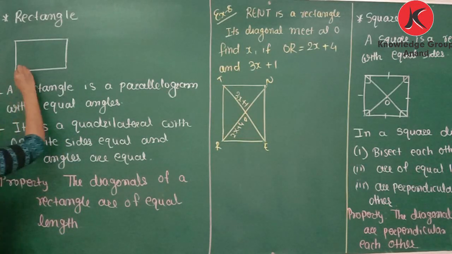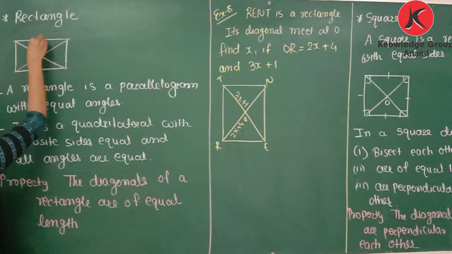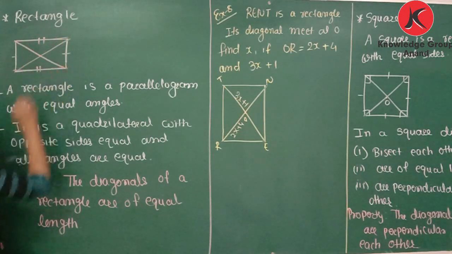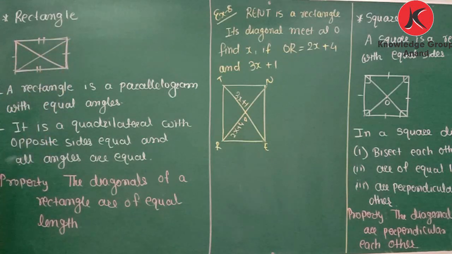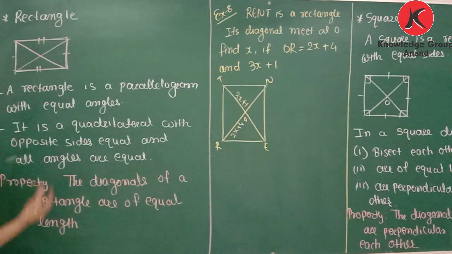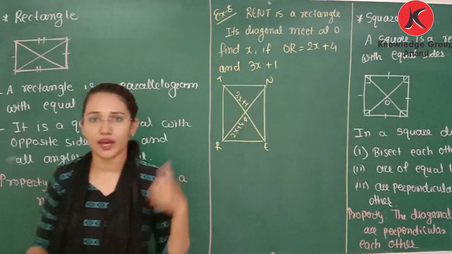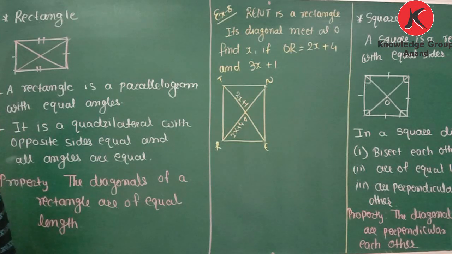Why? Because in a rectangle all sides are equal. Sorry, opposite sides are equal. Okay? Why is it a parallelogram? Because you can see this side and this side are parallel to each other, and this side and this side are parallel to each other, and opposite sides are equal. That's why it is a parallelogram. What is the main condition of a parallelogram? Opposite sides are parallel, and in a rectangle opposite sides are parallel.